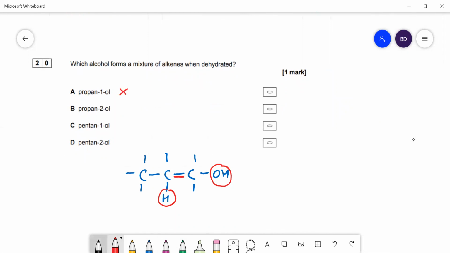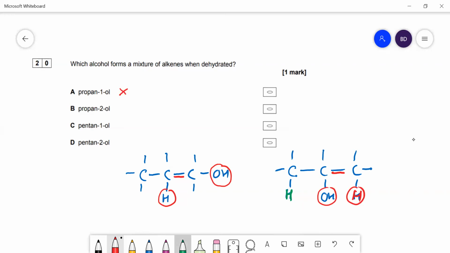Propan-2-ol, and I will see there that that's not going to work either, because you have got 2 carbons next door, but let's draw that one green and that one red. If you remove the red one, you're going to end up with a double bond there. That's propene. If you remove the green one, you're going to get a double bond there, but that's still propene, isn't it? Because it's symmetrical, so it's not that one.